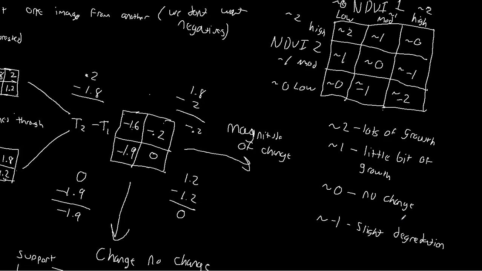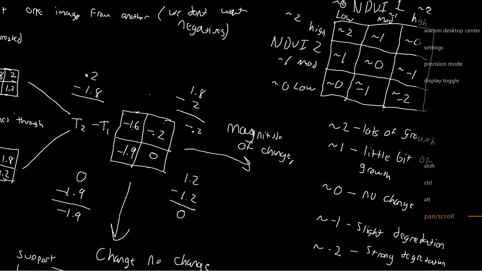Okay, so hopefully that makes sense. And then finally, what would -2 be? Well, we get -2 when we go from having a lot of vegetation at time 1 to having virtually no vegetation at time 2. So that would be strong degradation. Because think about it, we had lots of vegetation and now we have no vegetation. That's how we get -2.